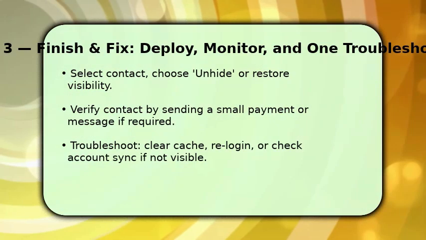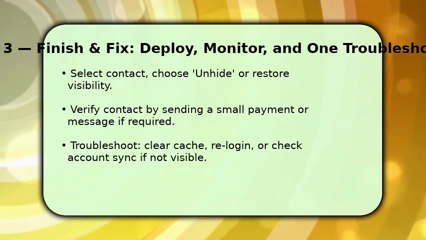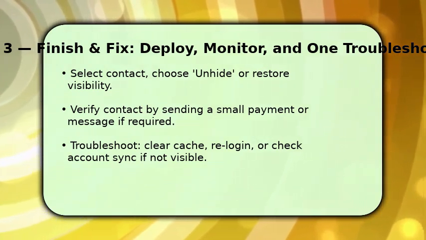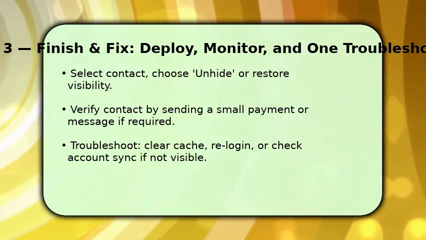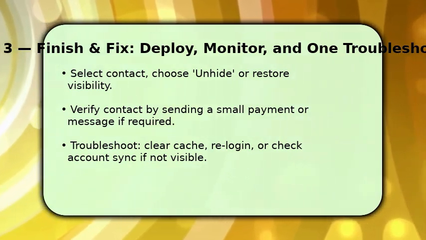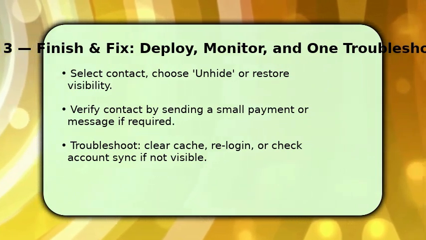Select the contact and tap Unhide or Restore. This makes the contact appear in your Google Pay recipient list. Once unhidden, verify by sending a small payment or message so Google Pay stores the association. This is why some contacts stay invisible until used.